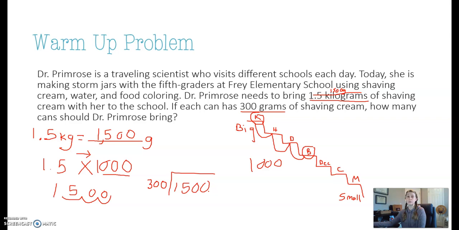Well, I know that 300 cannot go into 1, 15, or 150, so I've got to put it into 1,500. Using my knowledge of our base 10 number system, I can kind of just not look at these zeros here, and I can see 3 and 15. I know that 3 can go into 15 5 times, so it should make sense that 300 can go into 1,500 5 times as well. Let's see if that's true. 300 times 5, 5 times 0 is 0, 5 times 0 is 0, 5 times 3 is 15. Look, we were right.